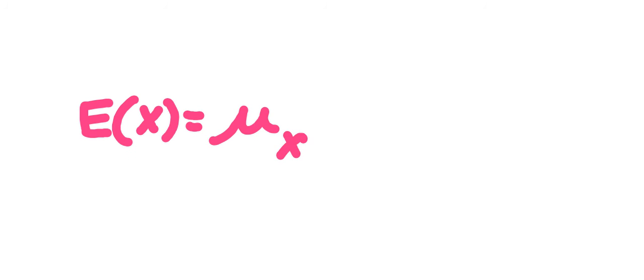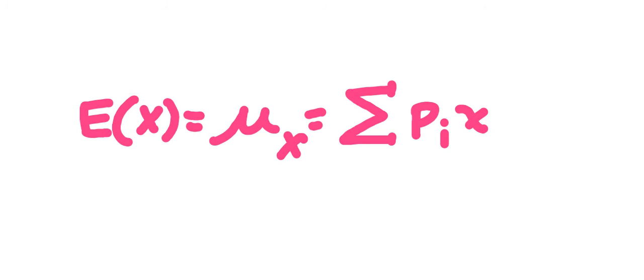Expected value is also the mean, which is equal to the sum of each probability times each x value. So we're going to take each probability, multiply it by each x value, and then add it up. Our calculators will do a fine job of helping us out on that too.